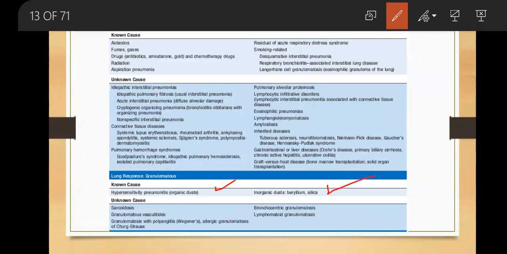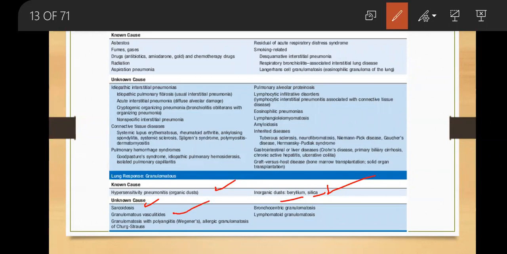which is exposure to organic dust, and inorganic dust like beryllium and silica. So they cause granuloma. Asbestos causes inflammation, while silica causes granuloma and beryllium causes granuloma. You have to differentiate. You have to know which dust causes granuloma, which dust causes inflammation, which disease causes granuloma, which disease causes alveolitis and interstitial pneumonia.